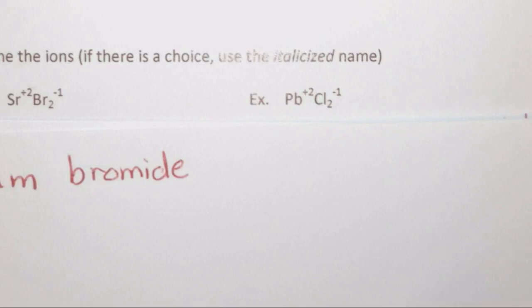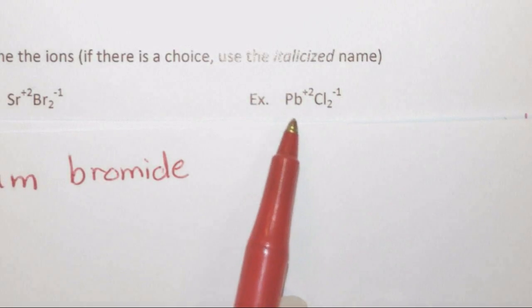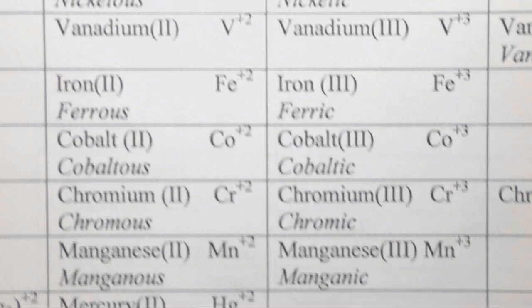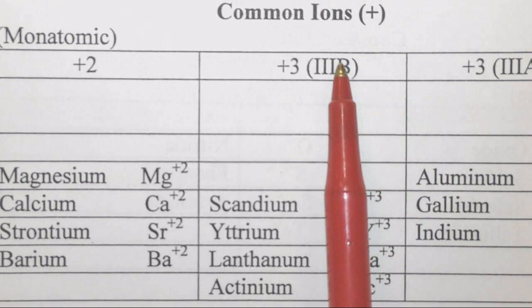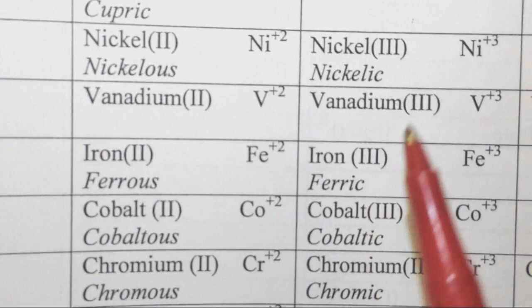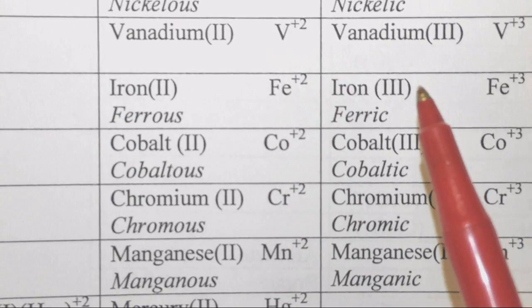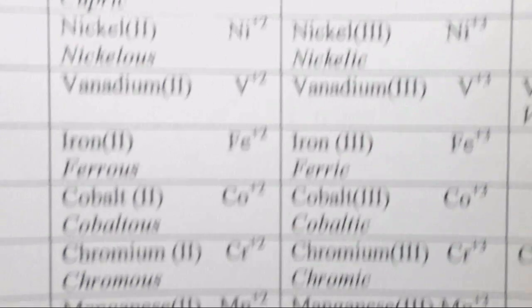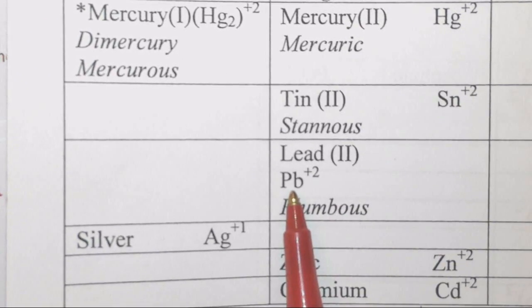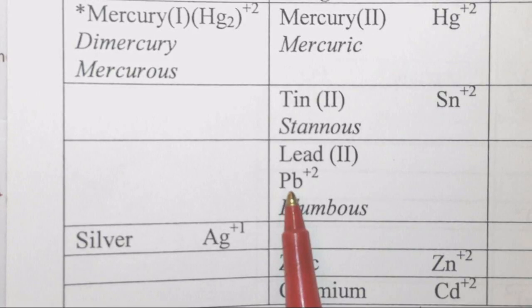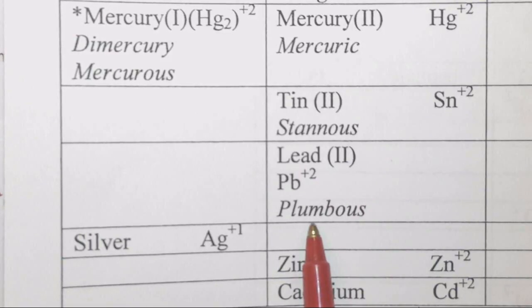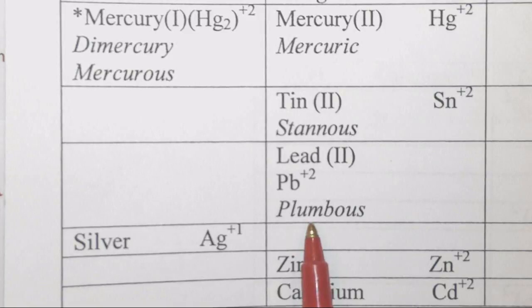For the second example, the cation is Pb plus 2. So I go to the positive side, and Pb is not one of the main group elements, so I'm going to be looking down here. I'm on the plus side, and I find a plus 2 column, and I'm looking for the Pb plus 2. And it is down here. It got shifted over. And so it has two names, lead II or plumbous. For the old system, which name am I going to be using? Plumbous.